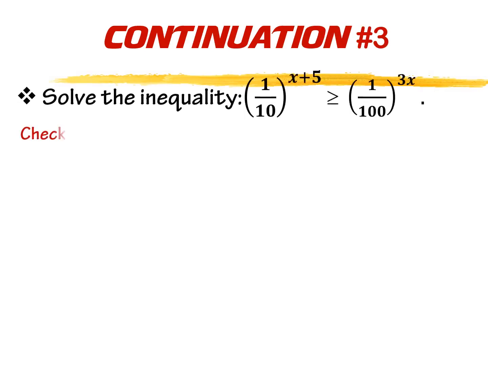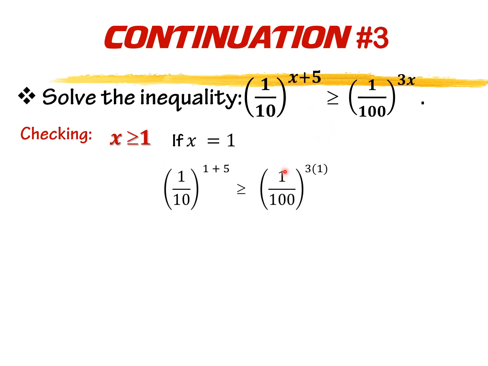Okay, to check whether our solution set is correct, so again, our solution set is x greater than or equal to 1. So, let's use the value 1 since 1 is included. So, substitute here, that will give you (1/10) raised to 1 plus 5 is greater than or equal to 1 over 100 raised to 3 times 1. So, 1 plus 5, that will give you 6, and then you will have here 3.